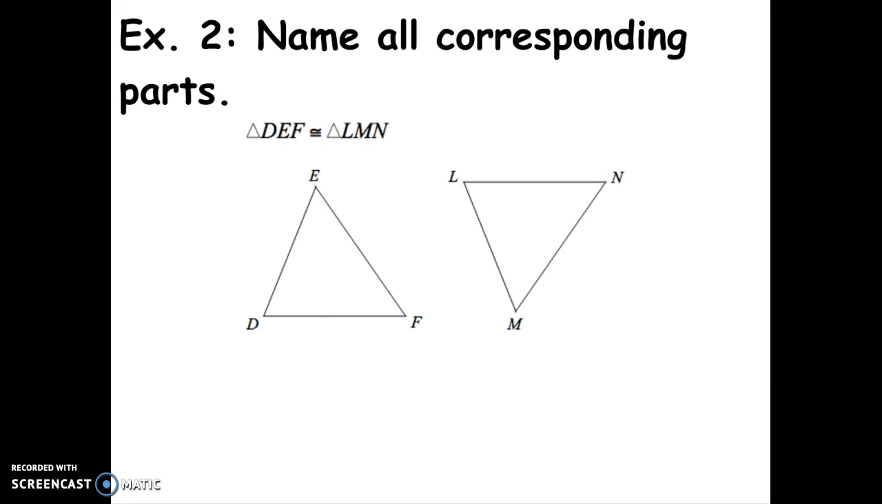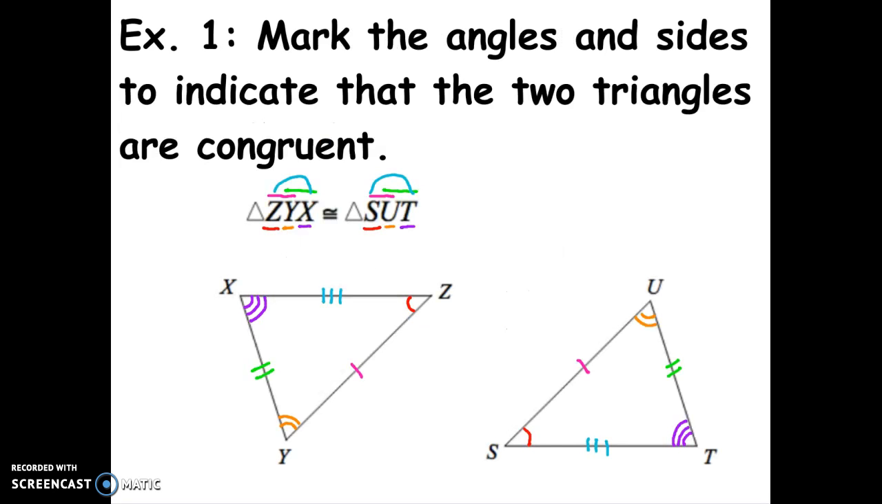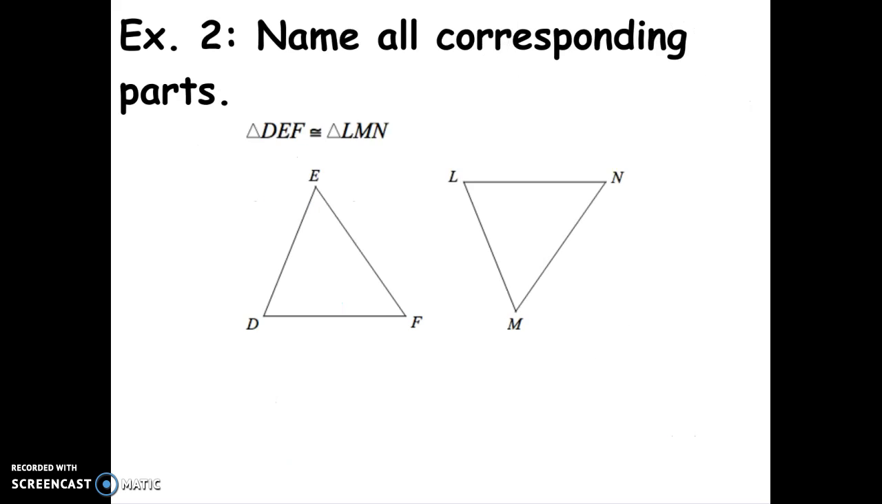Example 2, name all of the corresponding parts. So we're doing what we did in example 1, but instead of marking them, we're naming them. So again, we're just going to go based off of the statement. So the first angle I see is angle D. It is congruent to what angle? Well, let's look at the first angle in this triangle, L. And then angle E is congruent to, that's the middle letter. So the middle letter here is M. And then lastly, angle F is congruent to the last letter, which is N.